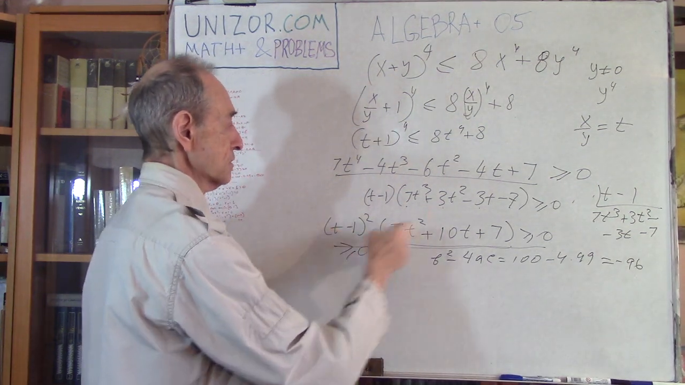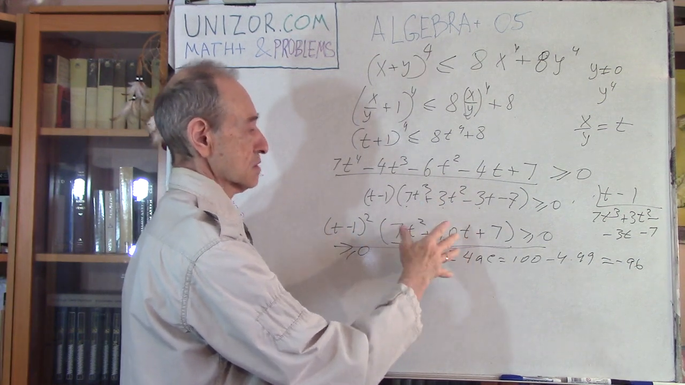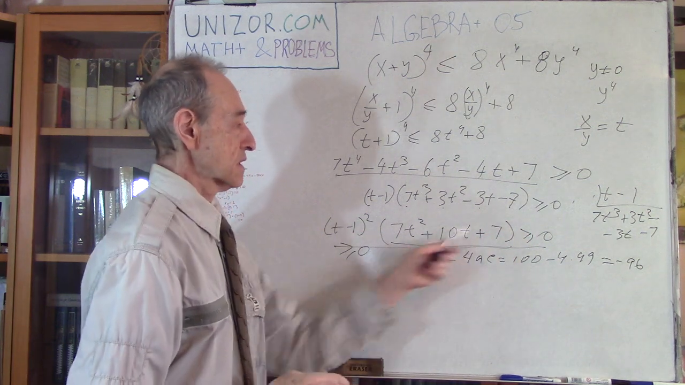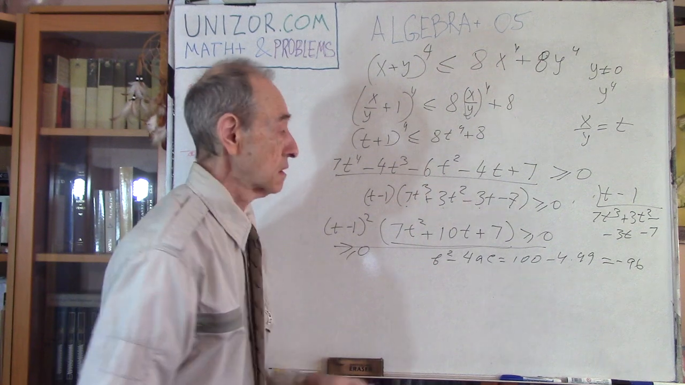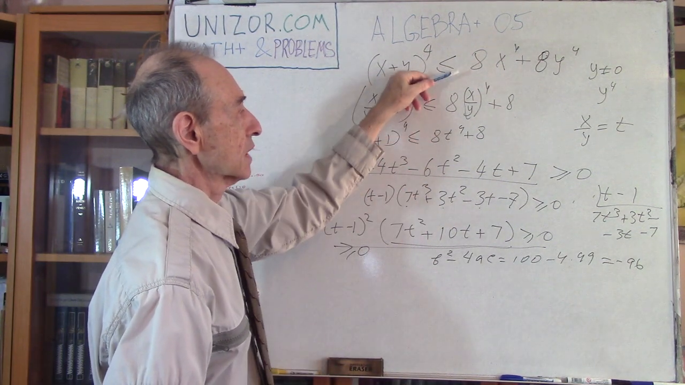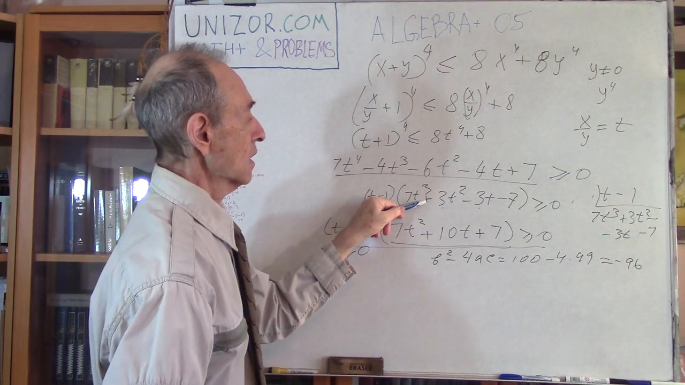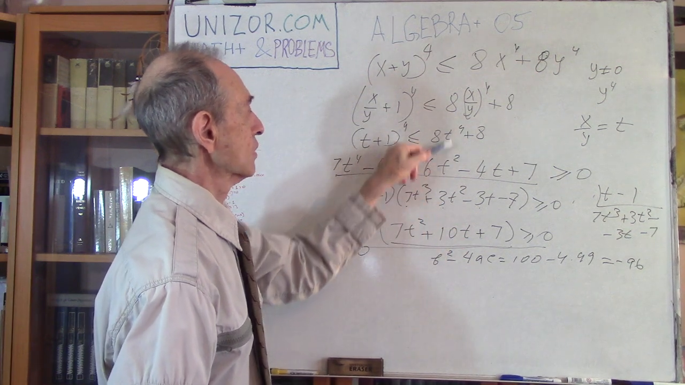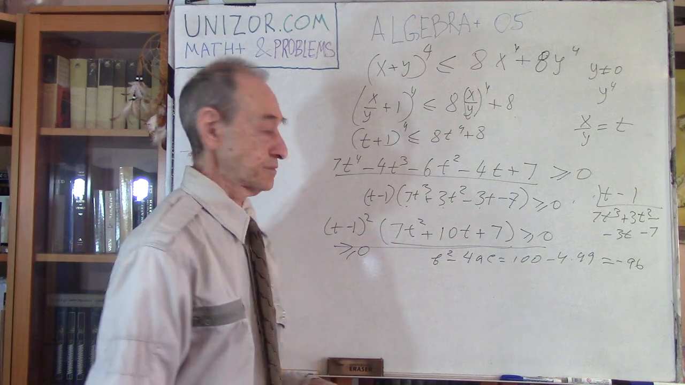So this is positive, well, this is not negative, and this is just positive, basically. And that's why this last equation is obvious. Since it's obvious, all my transformations are totally equivalent. So I can say that if this is obvious, then this is true, and this is true, and this is true, and this is true. So that's the end of the proof.